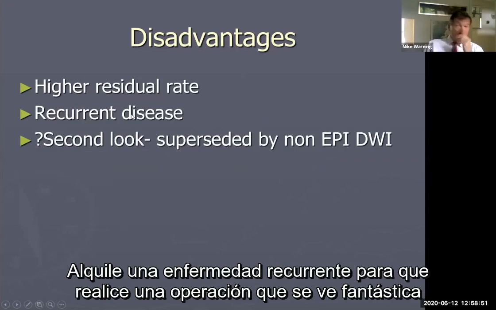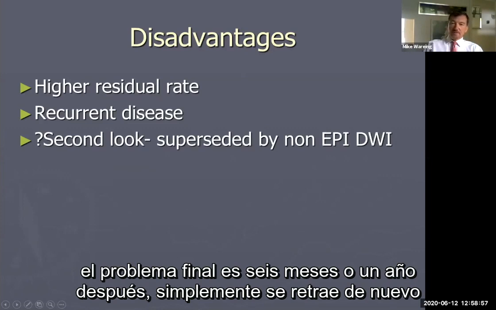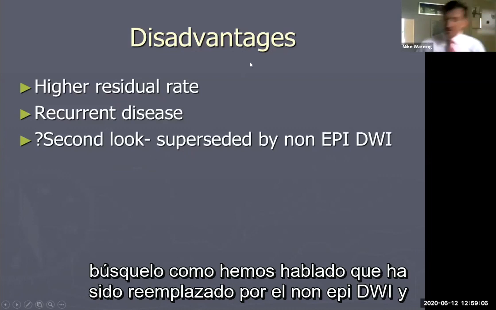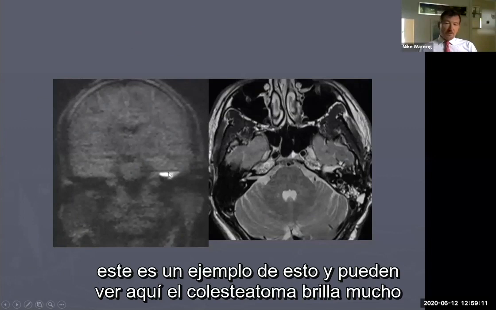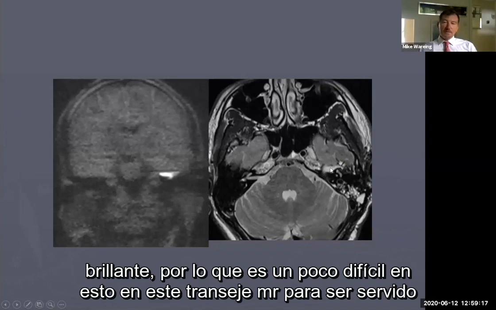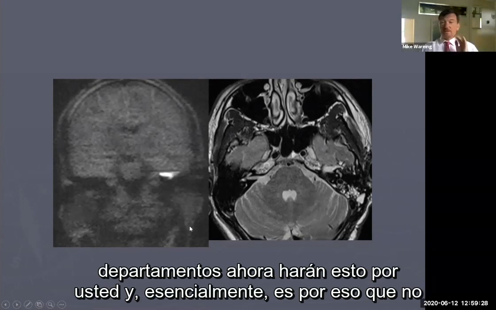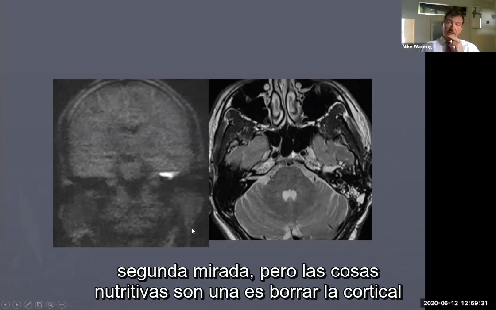recurrent disease. So you do an operation, it looks fantastic at the end. Trouble is, 6 months or a year later, it's just retracted back in again, and you're back to the same situation. And then there's the problem of a second look, but as we've spoken about, that's been superseded by the non-EPI DWI. And this is an example of this, and you can see here, colesteatoma shines up very bright. So it's a bit difficult on this transaxial MR to be certain what's colesteatoma, but the non-EPI DWI helps this. And most radiology departments will now do this for you. And essentially, that's why you wouldn't need to do a second look.